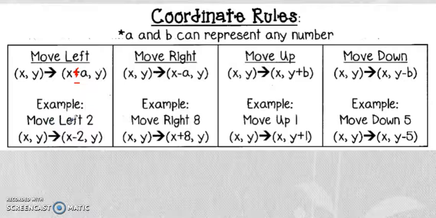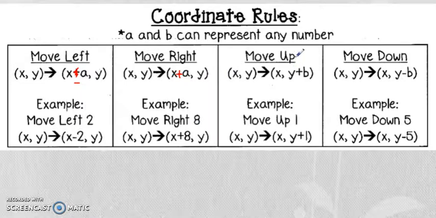For example, if I want to move left 2 spaces, X is always left and right, so my X would be X minus 2. Again, for moving right, we need to change this. This should read X plus A, because when you move to the right on a number line, you are adding. And if we're moving to the right, that's the X-axis. Right 8 means we're taking our original location and adding 8 places to it.